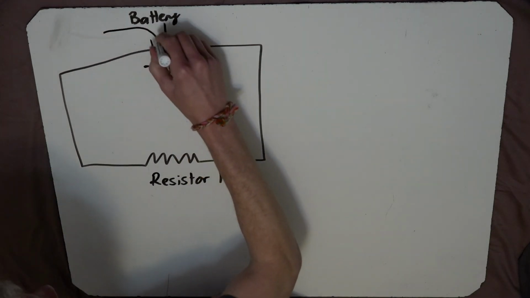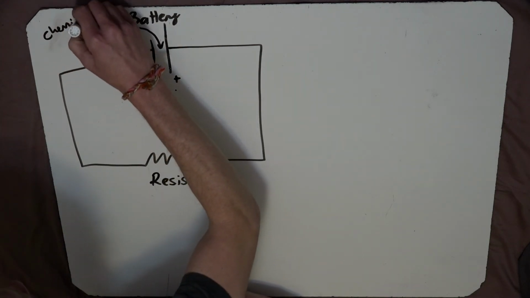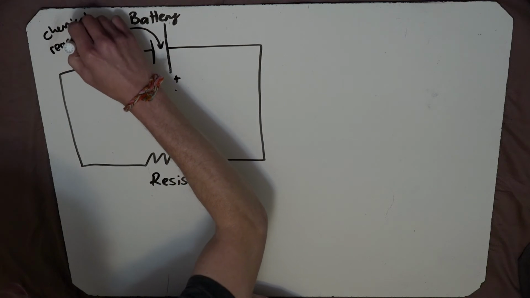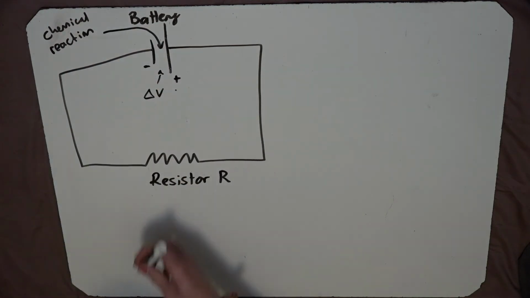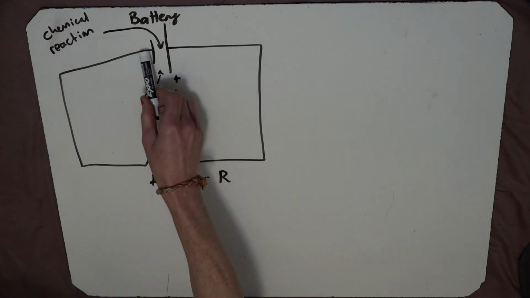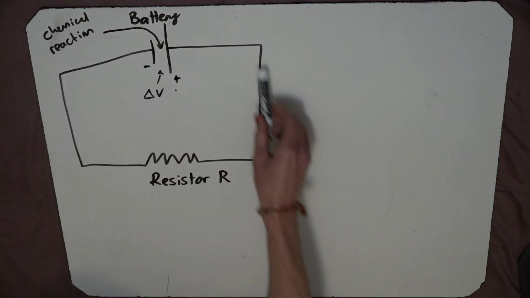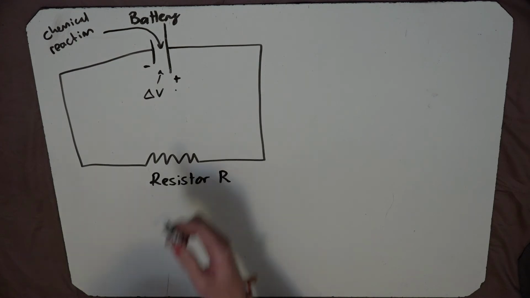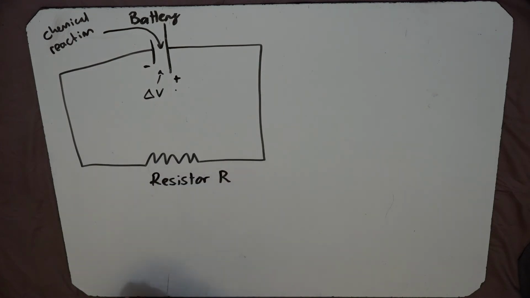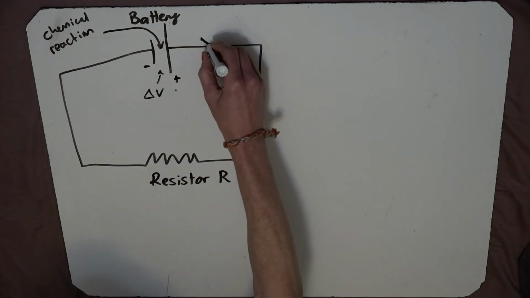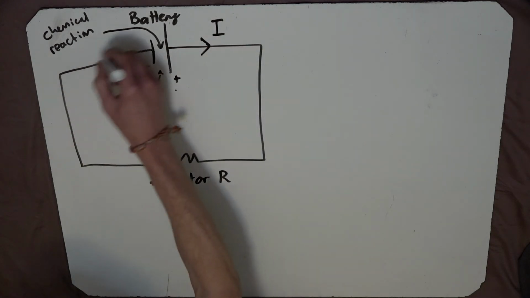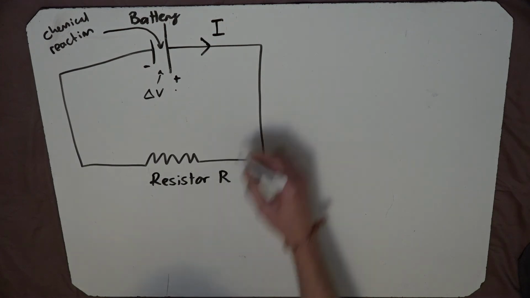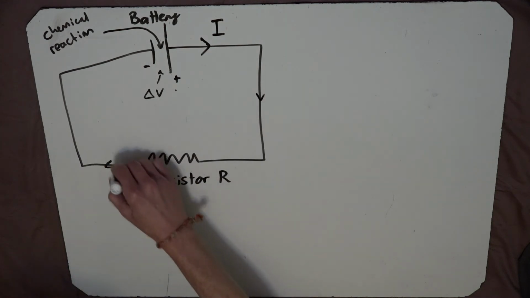The battery uses some sort of chemical reaction to create a potential difference between its two ends. So far we've been talking about the electrons flowing from the negative side around to the positive side, but the convention with electric circuits is that we always say that the current flows out of the positive side around to the negative side. This is called conventional current.